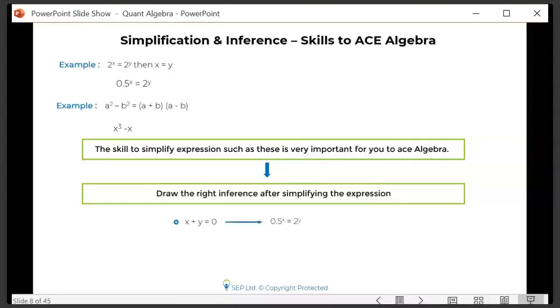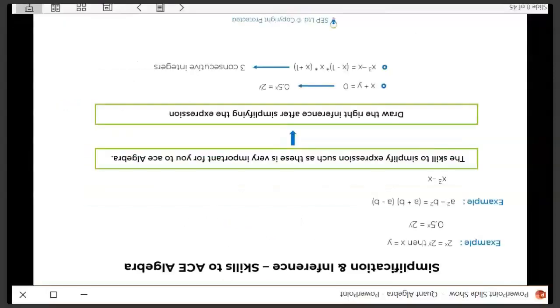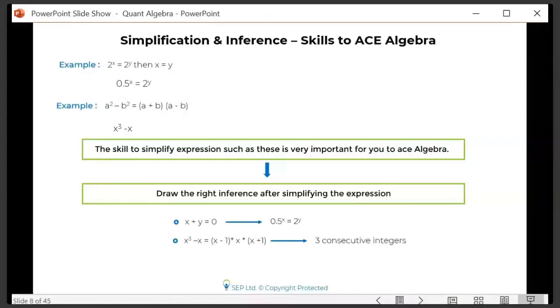That's one of them. Again, I'm not going into details now. There's some application of this in the question that I'm going to discuss, but that is the kind of inference that you should be able to draw out. Similarly, when you see an expression like x cube minus x, you should be able to simplify it and write it as x minus 1 times x plus 1. Okay, and it's also very important that you are able to infer that these are three consecutive integers. So it's not just important to simplify it. After simplification, it's also important to be able to make the right inferences.